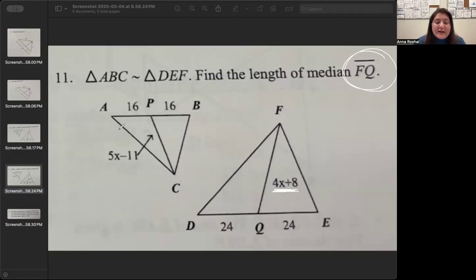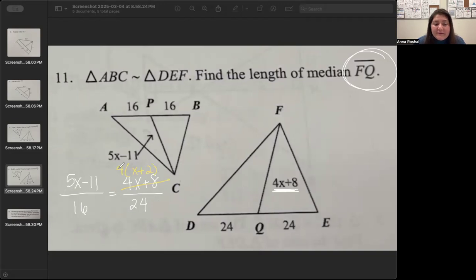So again, I'm going to create a fraction, but instead of doing 16 over 5x minus 11, I'm going to go 5x minus 11 over 16 is going to be equal to this 4x plus 8 over 24. Now, some options include you could simplify without making these numbers so extravagant. What do I mean by simplify? I know that this 4x plus 8 can actually be turned into 4 times x plus 2.